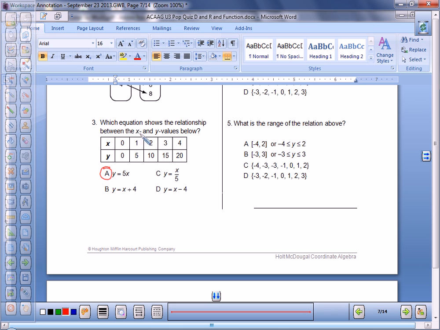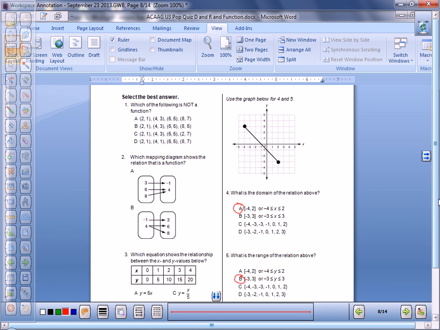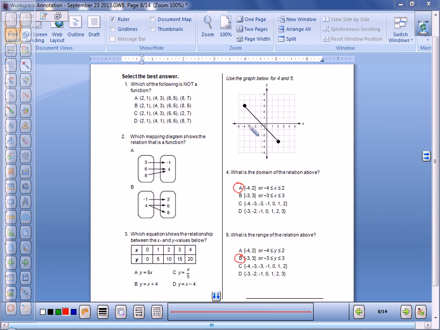Number 3, which equation shows the relationship between the x and y? They gave us the rule. Which one of these is the rule that represents this relationship? It would be A, y equals 5 times x. Number 4 asks for the domain of this, which would be from negative 4 to positive 2. So it would be A. In interval notation, this is inequality because I want you to see both. EOCT will probably have this form. My test should have that form. Number 5, what is the range of the relation above, bottom to top? So it would be from negative 3 to 3.